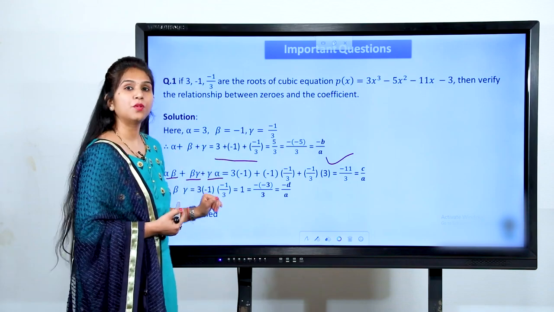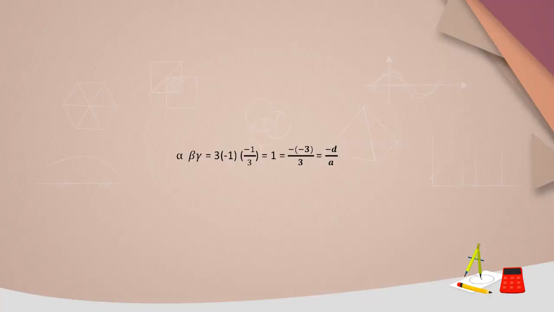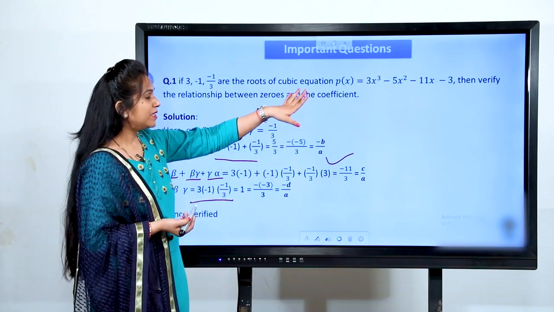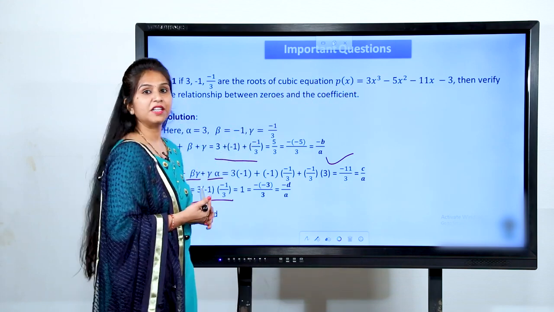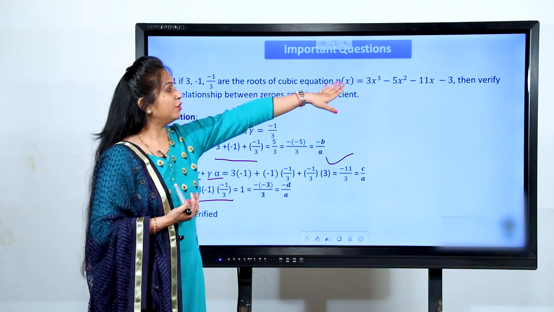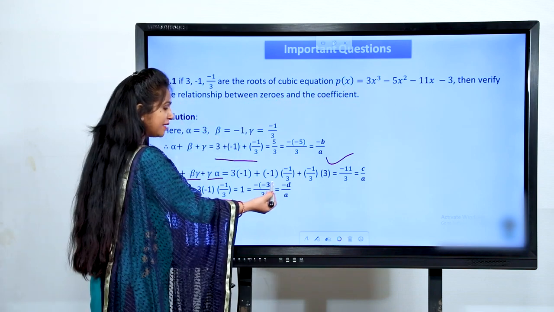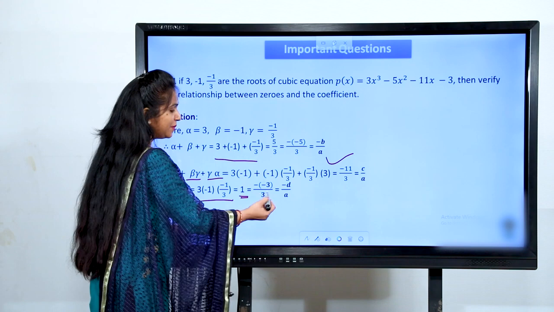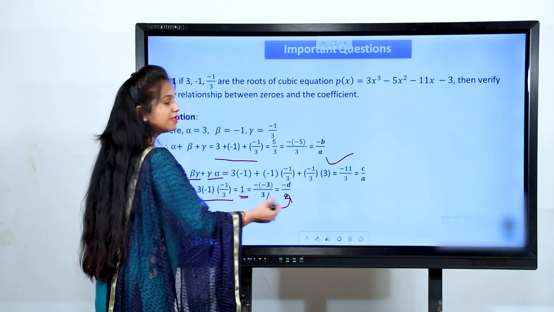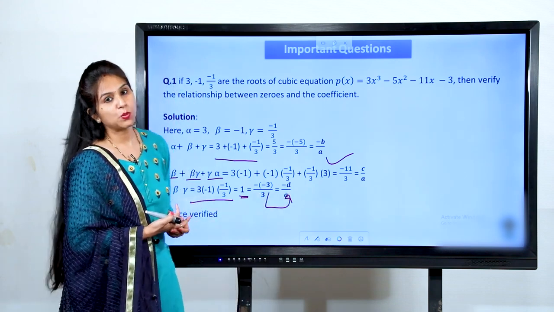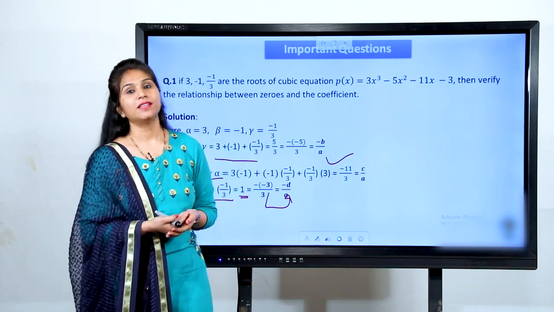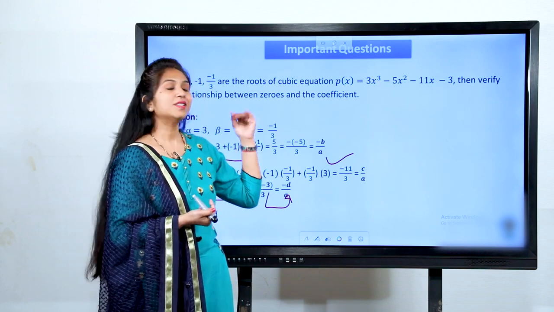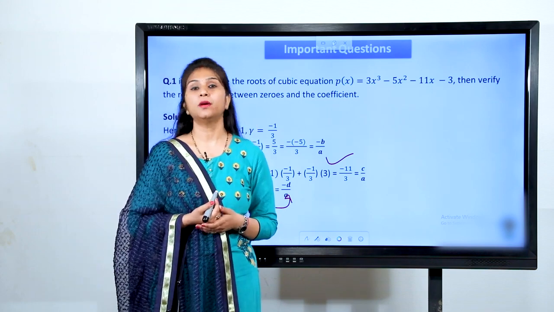And the third thing, the product of alpha, beta, gamma: when you multiply these three things, you are going to get the product equal to 1. Now 1 is not there in the given expression, but you can see the value of d in the given expression is minus 3 and the value of a is 3. So minus of minus 3 upon 3 gives you 1. It means this is equal to minus d upon a. So children, in this way, by finding the sum and the product, we can find out the relationship between the zeros and the coefficients of a cubic polynomial.